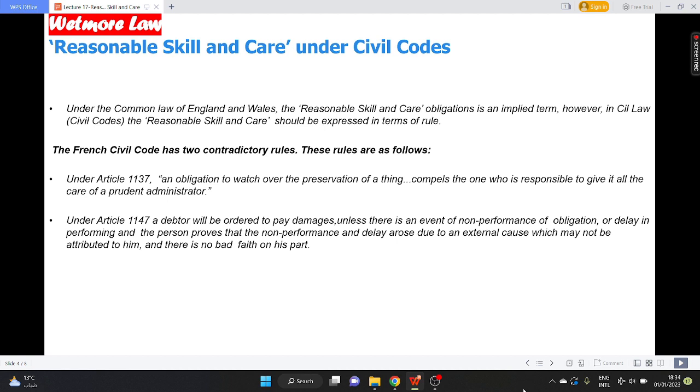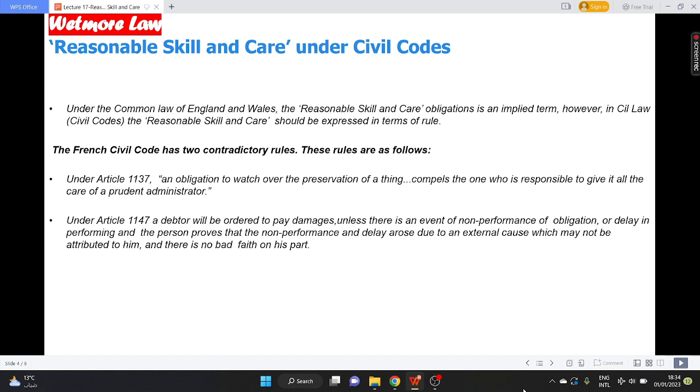Reasonable skill and care under civil courts. Under the common law of England and Wales, the reasonable skill and care obligation is an implied term. However, in civil law, that is civil courts, the reasonable skill and care should be expressed in terms of a rule. The French Civil Code has two contradictory rules. These rules are as follows. Under Article 1137, an obligation to watch over the preservation of a thing compels the one who is responsible to give it all the care of a prudent administrator.